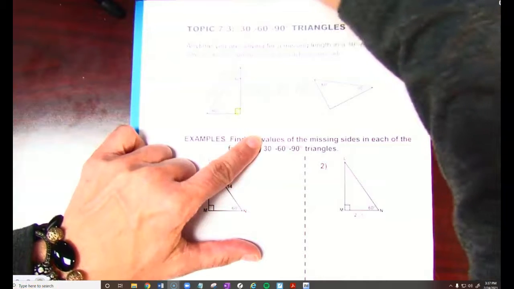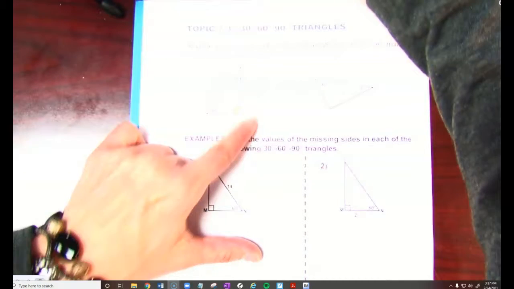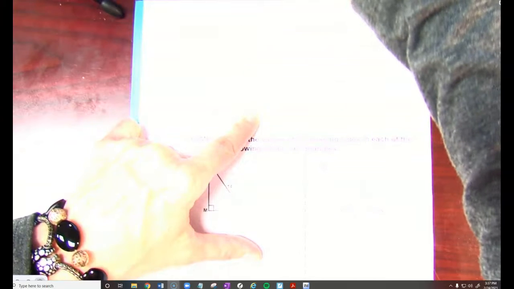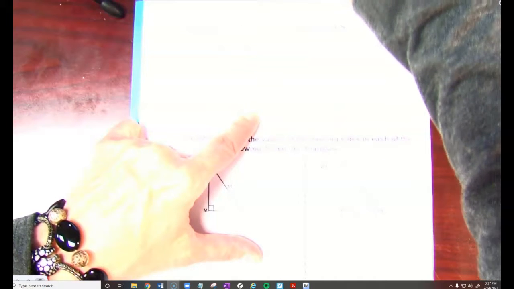So here's how I remember what's going on here. This is kind of dark. No, it's kind of light. Hang on just a moment. Let me adjust my contrast.